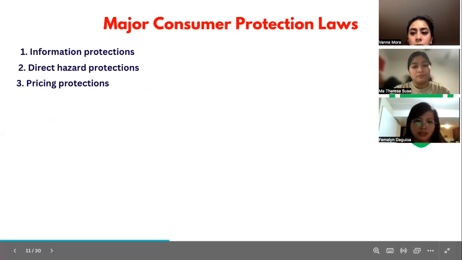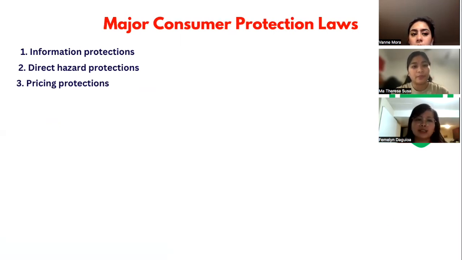So let's go to major consumer protection laws, wherein first is the information protections. For example, as you can see on the box of a cigarette, there are labels and warnings stuck on it. Products must have clear labels to inform us consumers or the users about the effect or the risk or ingredients, and this includes everything from nutritional information on food to warning labels on hazardous products.